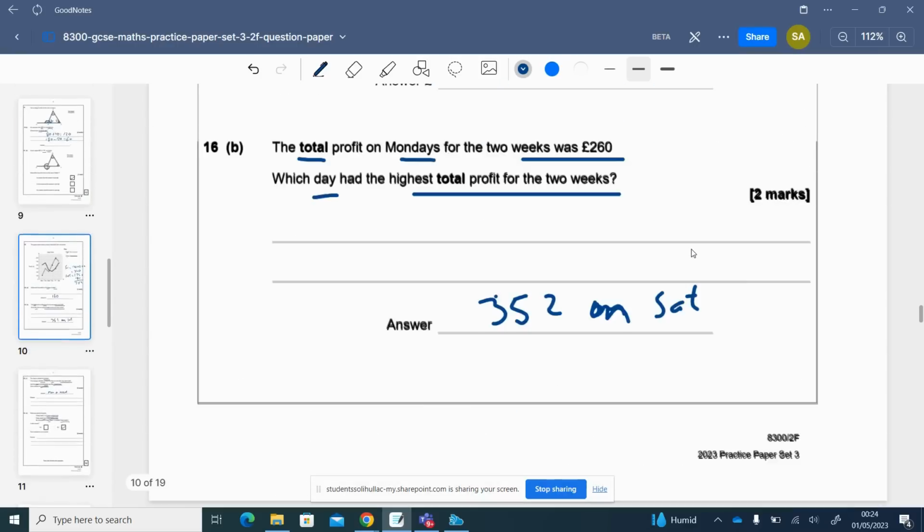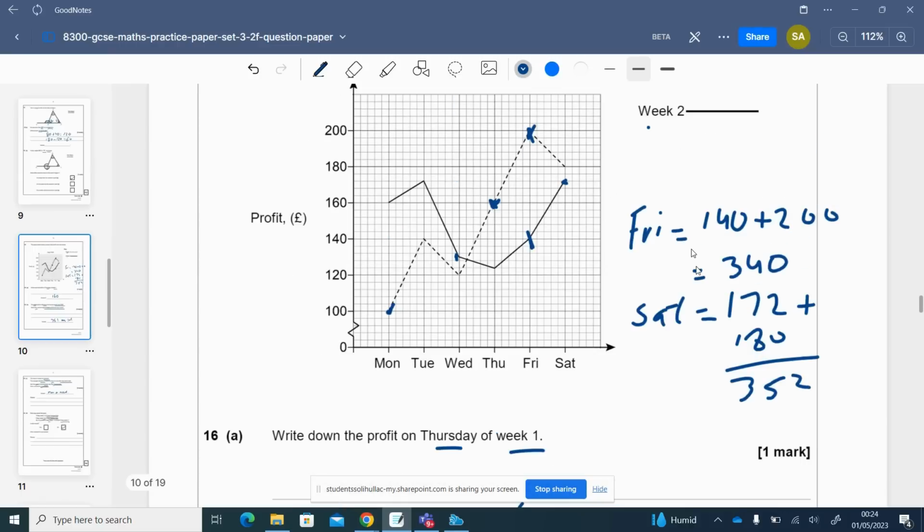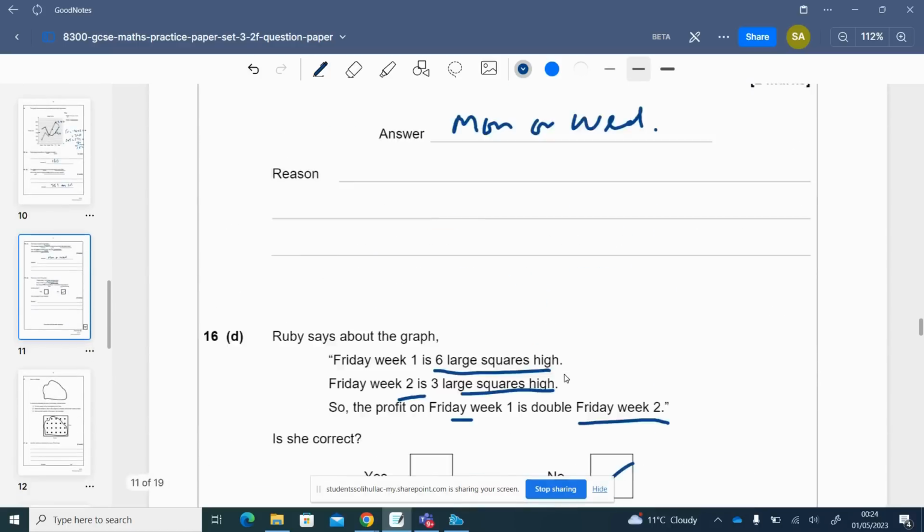So if I go back and see the profit on Friday, so this is the profit on Friday, which is 200. And if you look at the profit on week 2 on Friday, it is 140. So this is the point, which is 140 profit on week 2, and in week 1 the profit on Friday is 200. Okay, so she is incorrect because 200 is not double of 140, and the graph, although it starts from 0, doesn't show any number between 0 to 100 here. All right, that's why she is incorrect.